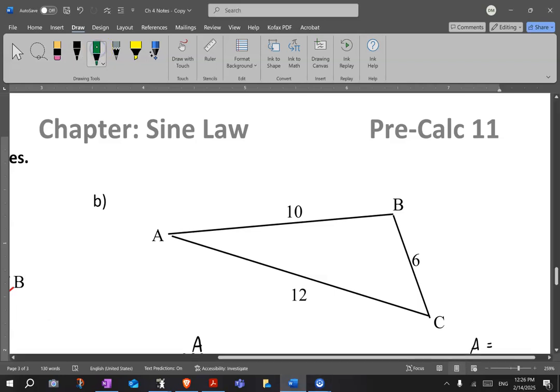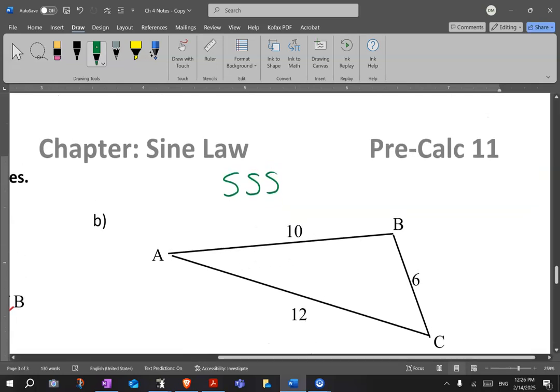Okay, we got this last one here. It looks like I've got all three sides. So I think, like I said last time, I got side, side, side. This is one where I will be forced to use the cosine law.